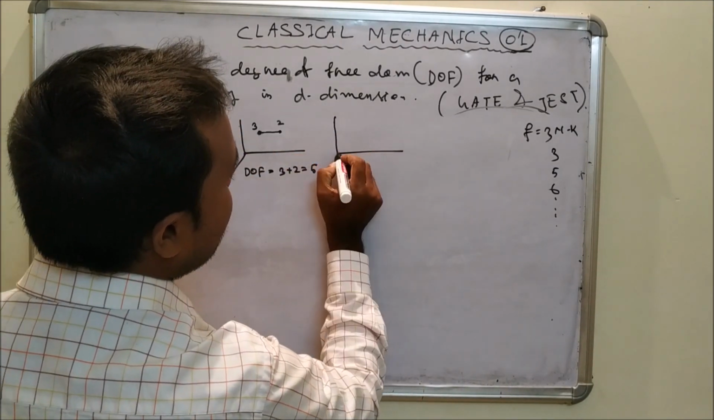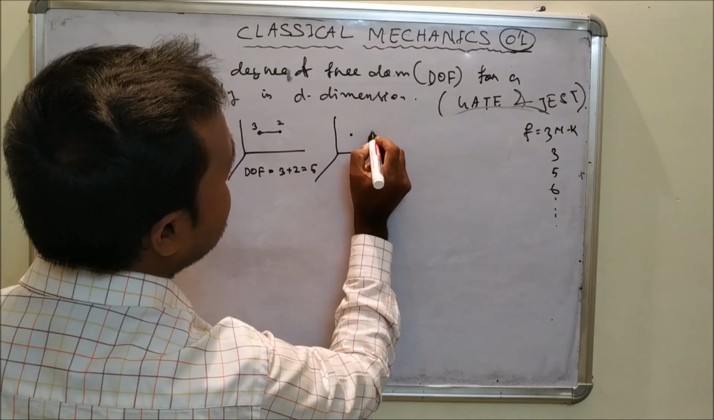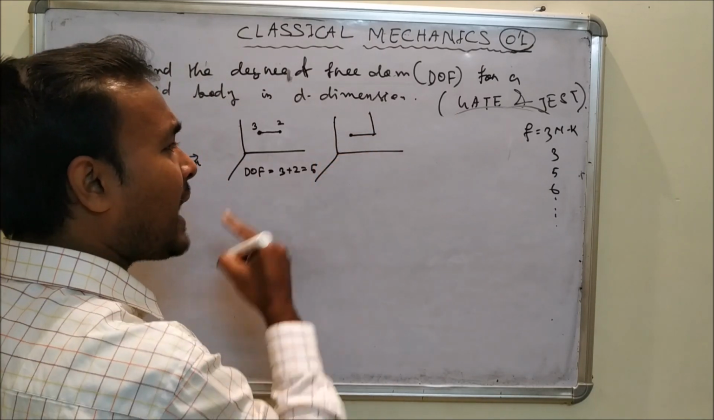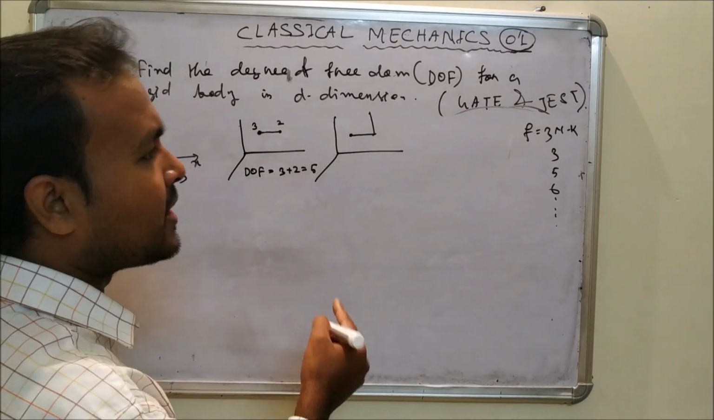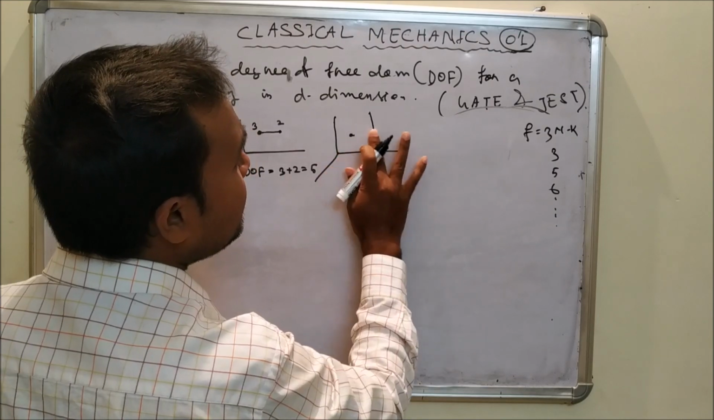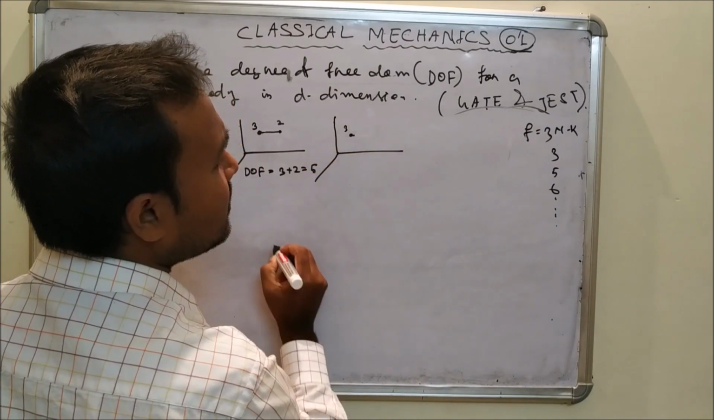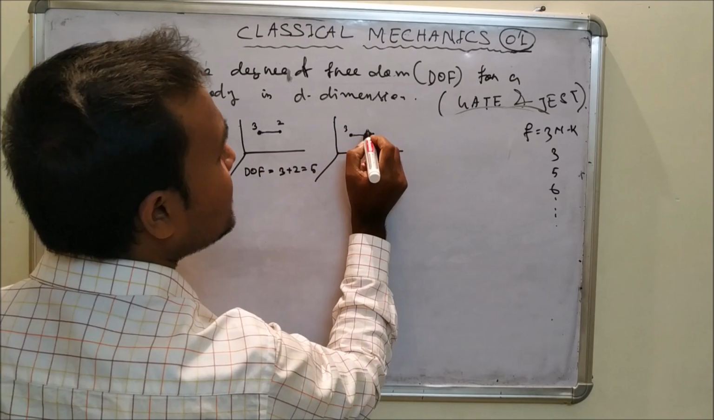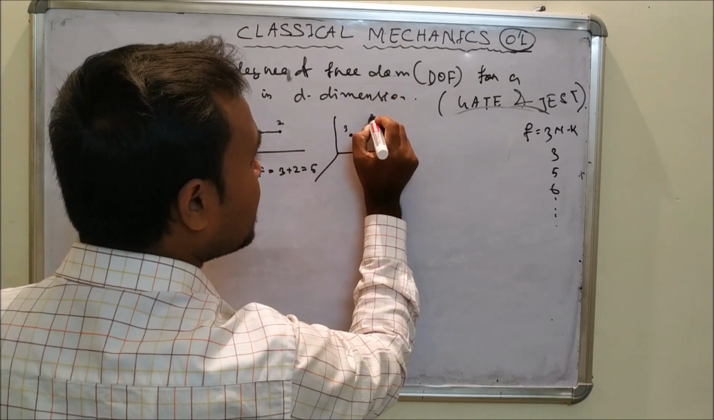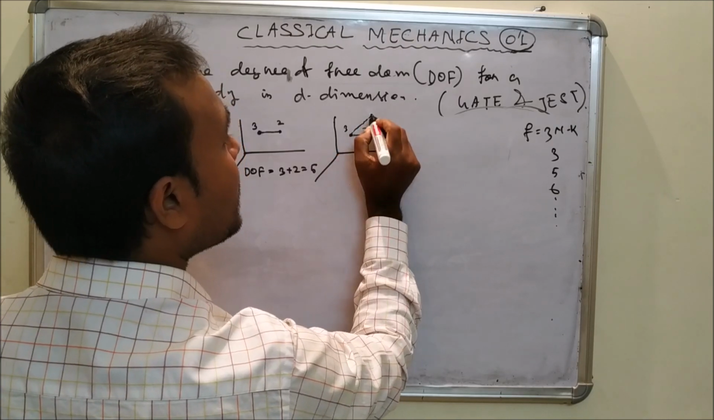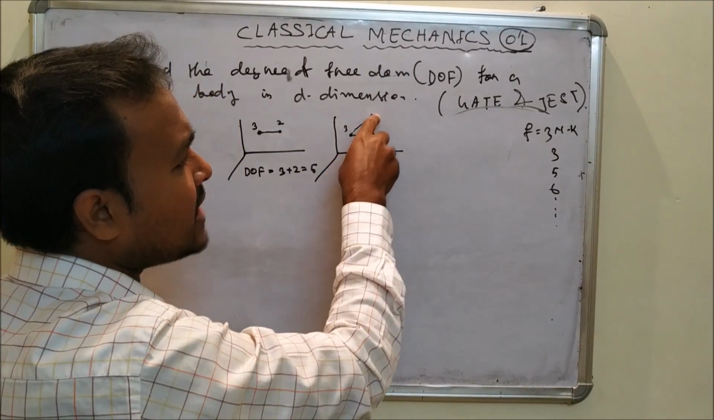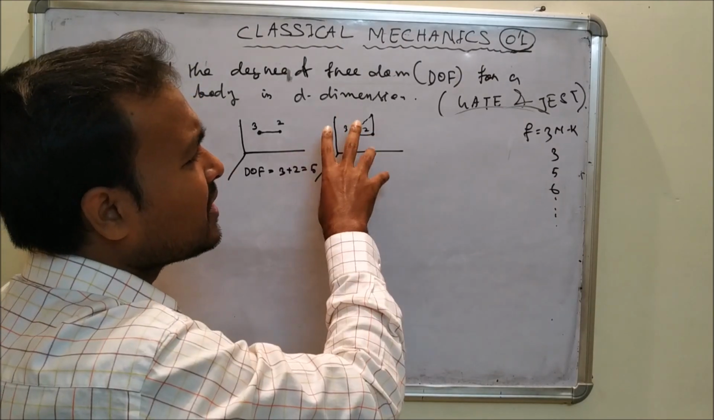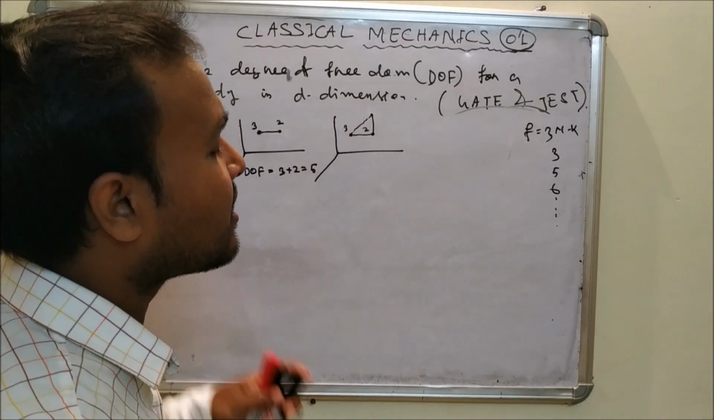In the same dimension, if I say 3 particles are there, you calculate the individual degree of freedom for each particle. Before bringing these other particles, the degree of freedom for the first particle is 3, and if I bring a second particle, its degree of freedom we already got, that is 2. And if I attach a third particle here like this, what will be its degree of freedom? This time the third particle cannot move along the x-axis and along the y-axis.